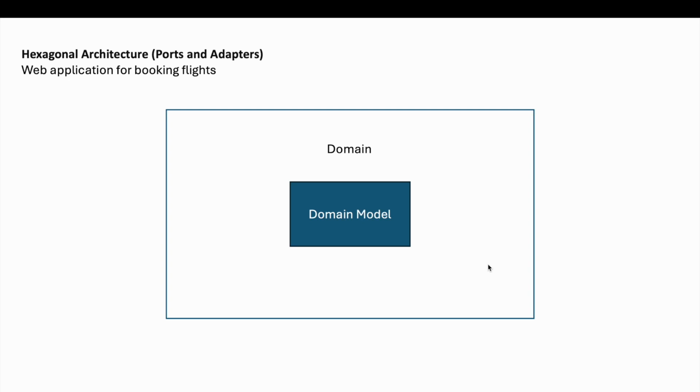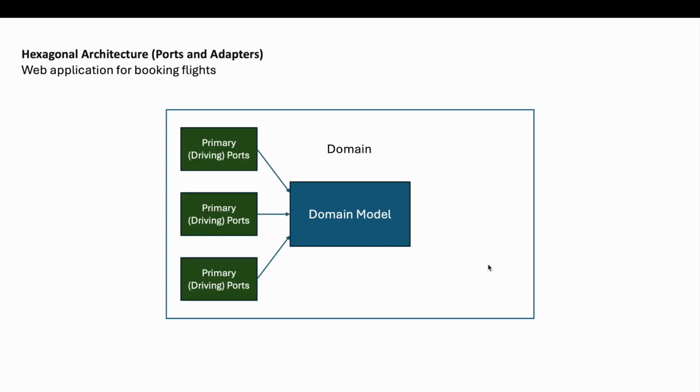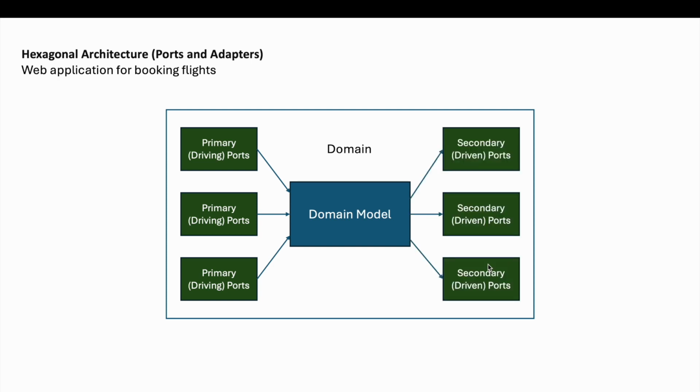Imagine a web application for booking flights, which has the domain model, which contains classes and methods that model flights, reservations, and customer interactions. We have the primary port, which is a REST API through which users interact with the application to search for flights and book them. We have the secondary port, which is the interface for accessing a database to store and retrieve booking and user details.